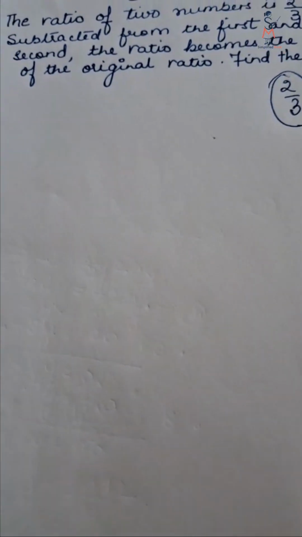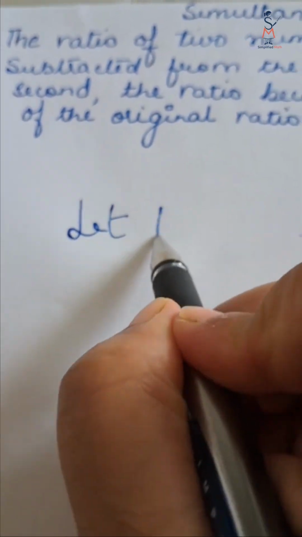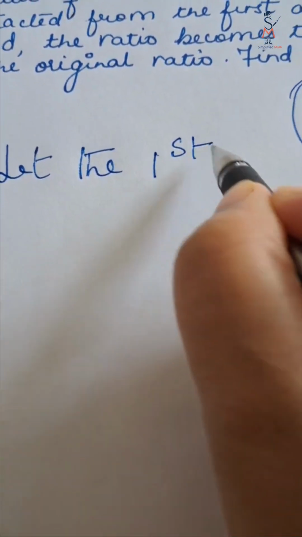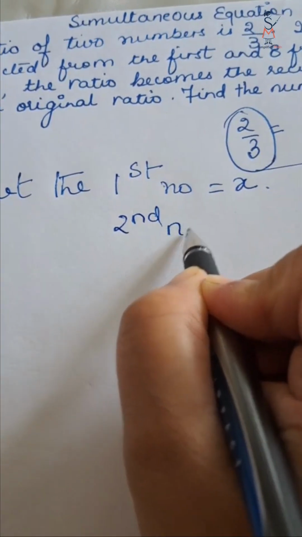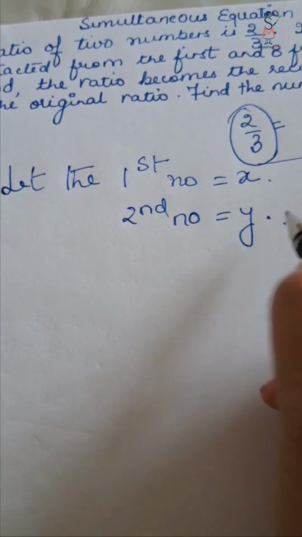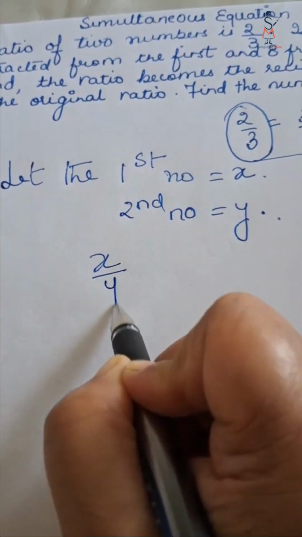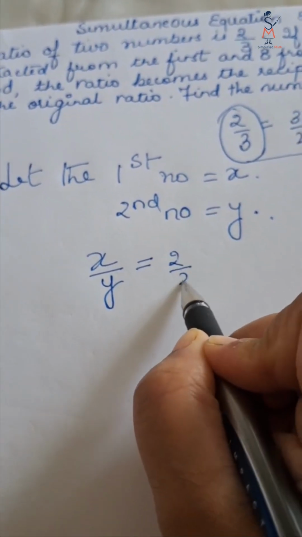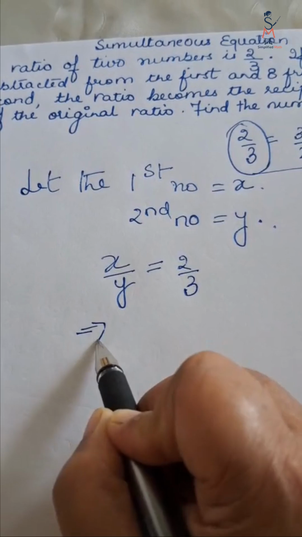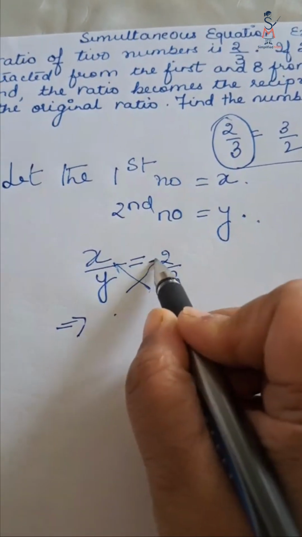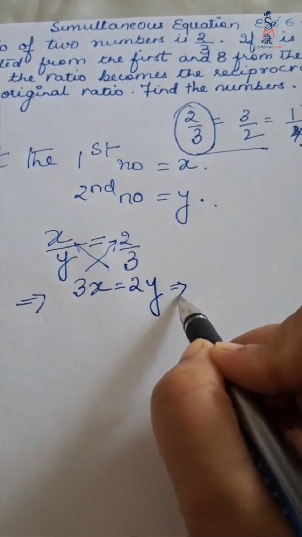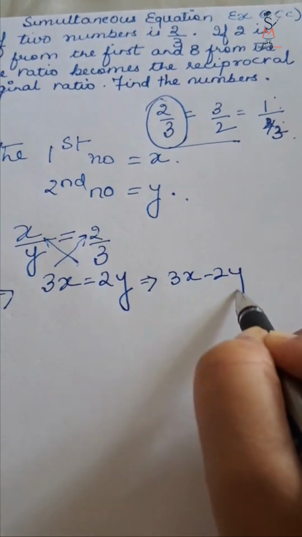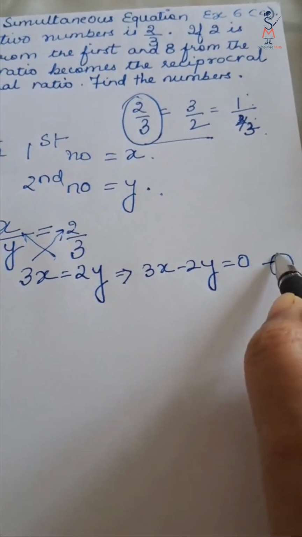So let's see the sum. There are two numbers. So let the first number be x and the second number be y. So what is the initial ratio? It is 2 by 3. So x by y is equal to 2 by 3, which implies 3 goes here and y goes here. 3x is equal to 2y. That is 3x minus 2y is equal to 0. This becomes our first equation.